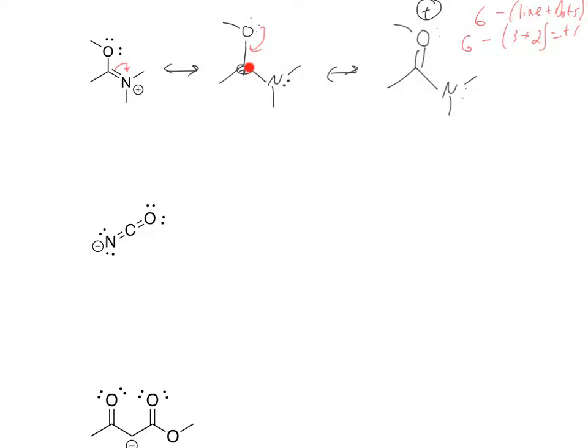Right? This carbocation only has 6 electrons, which means it violates the octet. So this is going to be our worst structure. And it's because it violates the octet. Alright, so that'll be the worst one.